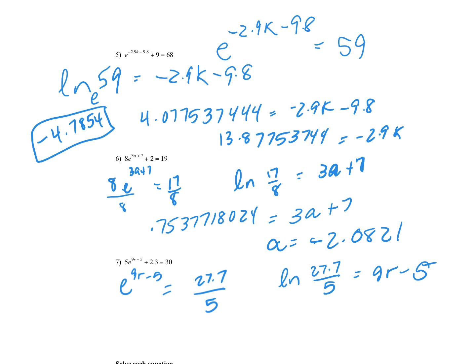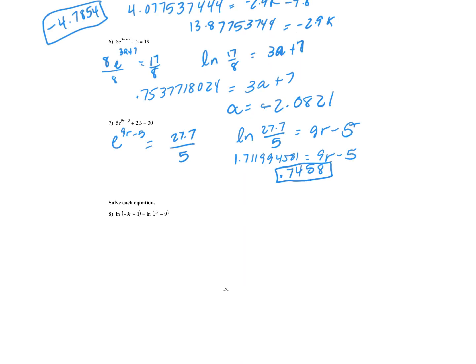So that gives you 1.711994501 equals 9r minus 5. Add 5 to both sides and you get 6.711. And then divide by 9 and you get 0.7458 when you round it. I don't round any number on my calculator until the very end.